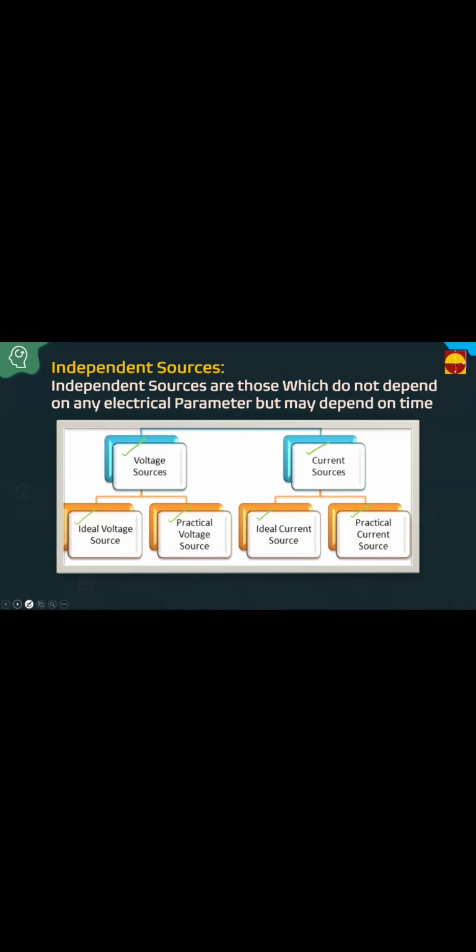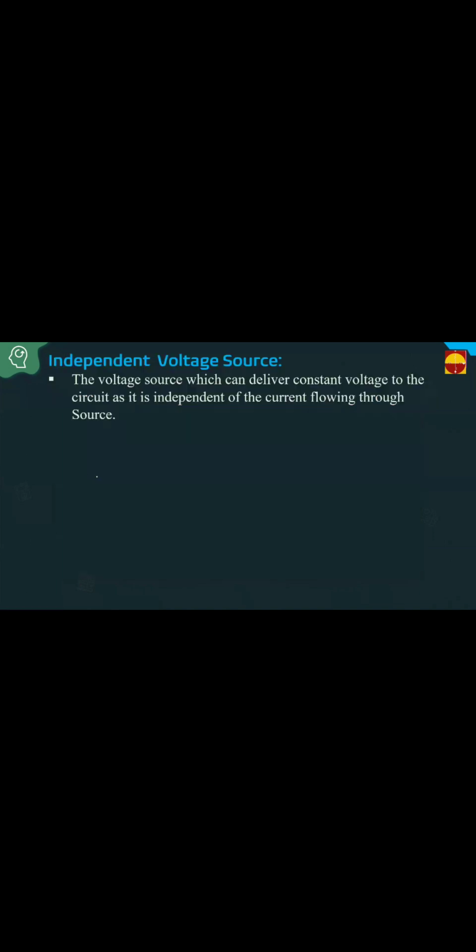Now I have to see independent voltage sources. The voltage source which can deliver constant voltage to the circuit, independent of the current flowing through the source. Whatever may be the current in the circuit, it delivers the constant voltage. Then it is nothing but an independent voltage source. See, for example, this is the independent voltage source of 10 volts. Whatever may be the current, this voltage remains constant. How much voltage is it delivering? 10 volts it is delivering. Whatever may be the current. That is, the voltage is independent of the current in the circuit. That is equal to 10 volts.